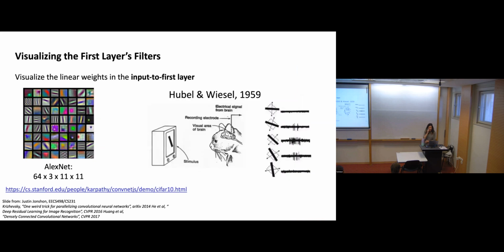And this actually aligns with the seminal work of Hubel and Wiesel on vision perception. They found that if you present a cat with certain stimuli, there are neurons inside the cat's brain that are activated for edges in different orientations. So it aligns with findings and research from vision perception.